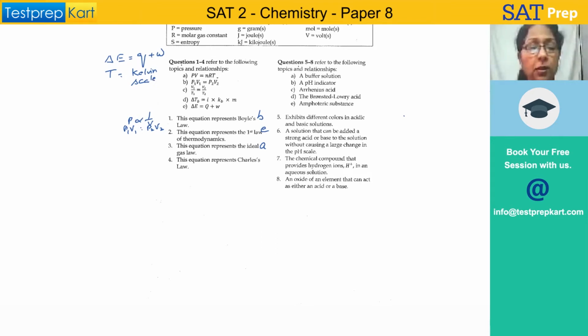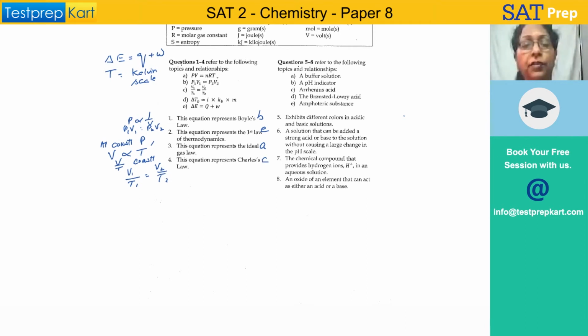This equation represents Charles' law. Charles' law says that at a constant pressure, the volume of a given amount of a gas is directly proportional to temperature. So V by T is a constant factor. When V by T is constant, you can say under different conditions of volume and temperature, V1 by T1 is equal to V2 by T2. So the answer will be C.